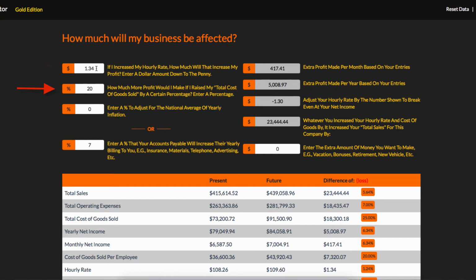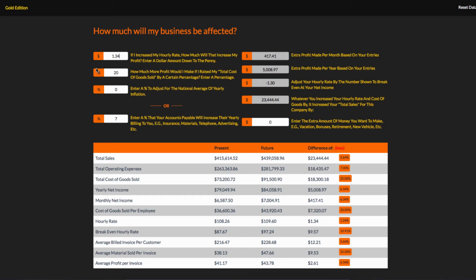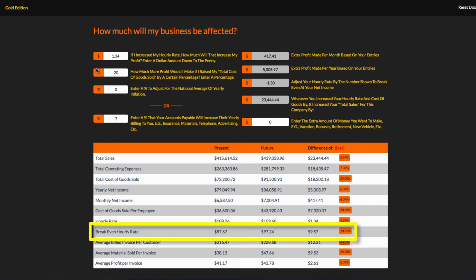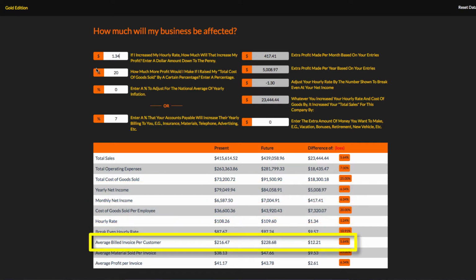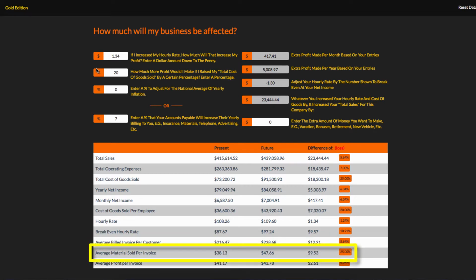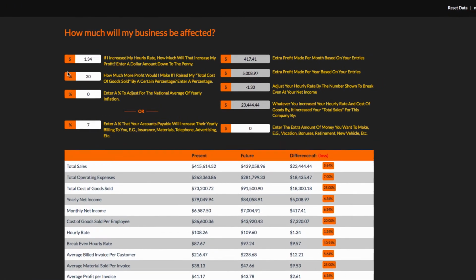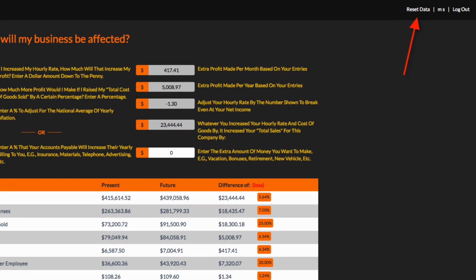$1.34, that's chump change. Now we can look at the bottom box and look at the comparisons between present and future income. You can see the difference in net income, the cost of goods sold per employee, your break-even hourly rate, how much the average billed invoice per customer went up or down, the average material sold per invoice, and the average profit per invoice. A quick reminder about the reset button up here. Clicking this button will reset all 3 pages of the profit generator, not just this one page. You click this button, you start over at page 1.